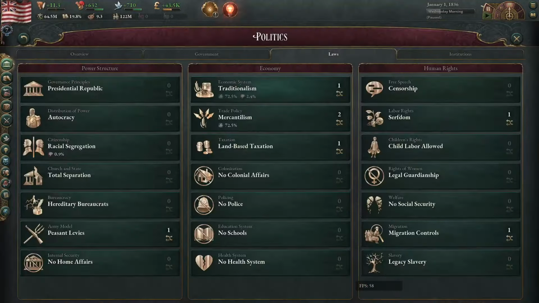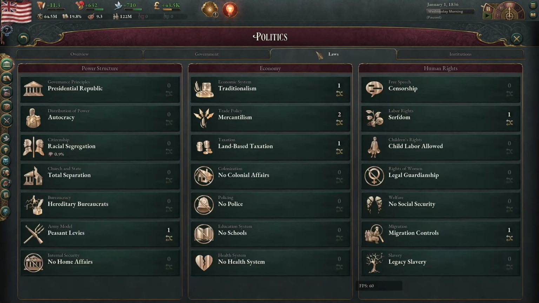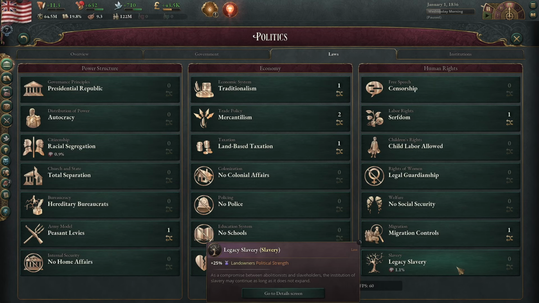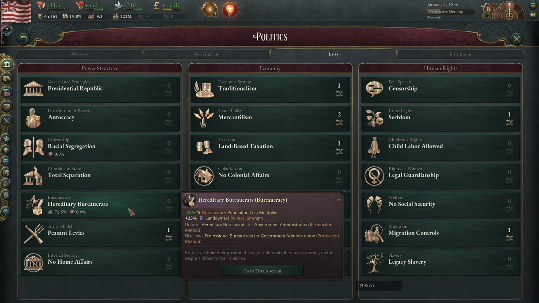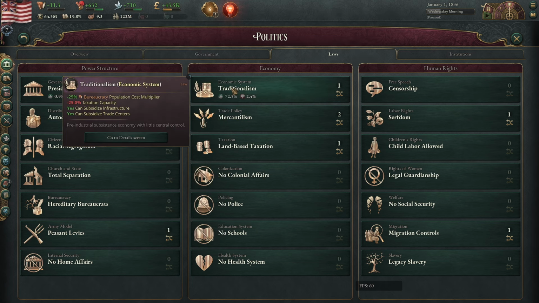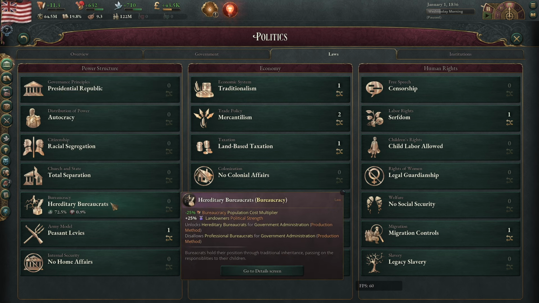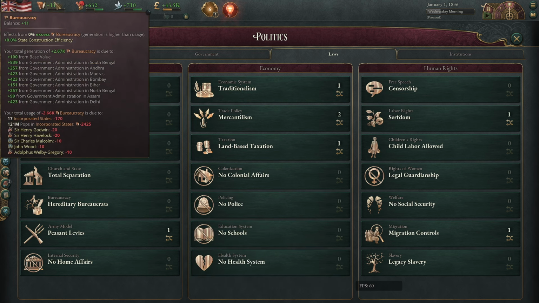As I mentioned, you have this very powerful landowner, and that very powerful landowner is going to have some serious laws supporting them, right? Legacy slavery, serfdom, hereditary bureaucrats, peasant levies. You're even in traditionalism. Whoa. A lot of this stuff is going to be holding you back. Some of it, like the traditionalism and the hereditary bureaucrats, it looks like on the surface you need to keep, because otherwise your bureaucracy is just going to be infinity.